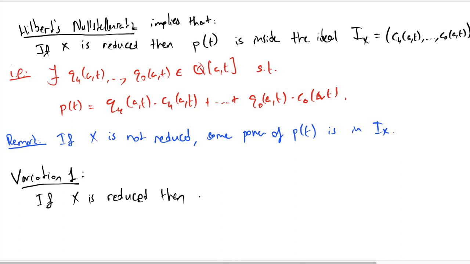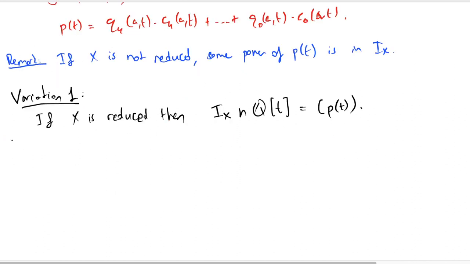So again, assuming X is reduced, we say that the ideal, so all the polynomials that are generated by these coefficients, intersected with the polynomials only in the variable t, is an ideal generated by the polynomial Pt. So every polynomial inside of here is divisible by Pt. And let's elaborate on this a little bit. And one might even call this a proof.